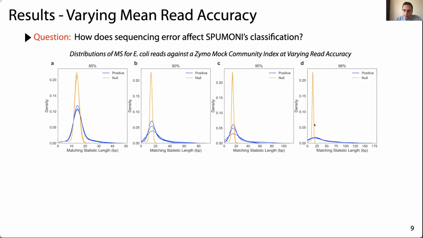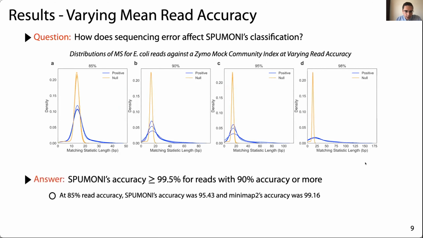So you're going to assume that the classification is going to improve as accuracy improves, which is what we see with the actual numbers. When we look at some of the actual classification accuracies, we can see that SPUMONI's accuracy is quite high, 99.5% or greater for reads that have 99% accuracy or higher. That's really good. Even at 85% accuracy, SPUMONI's accuracy is still relatively high. It is behind Minimap2's, but overall, for reads that have a typical nanopore error rate, the normal range, SPUMONI does quite well.